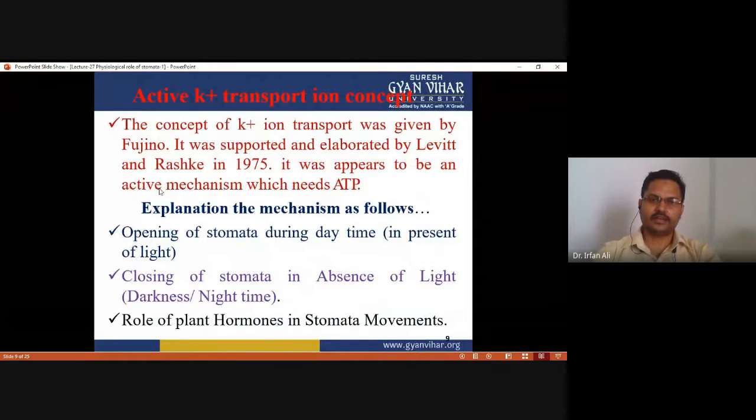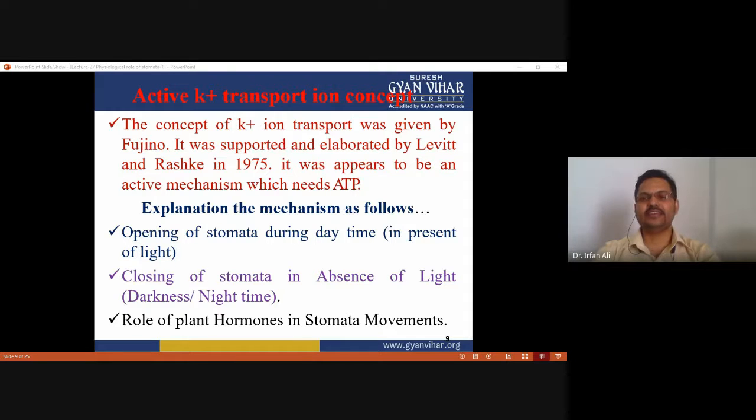So, the active potassium ion concept. According to this concept, the potassium ion transport was given by Fusino. This concept was given by Fusino, and it was supported and elaborated by Levitt and Raschke in 1975. It appears to be an active mechanism which needs ATP. So how, according to this theory, does opening and closing of stomata take place?